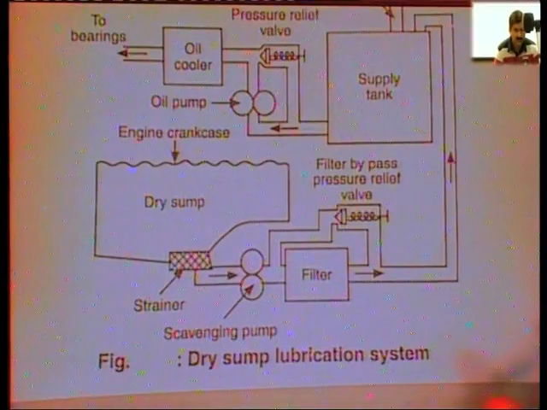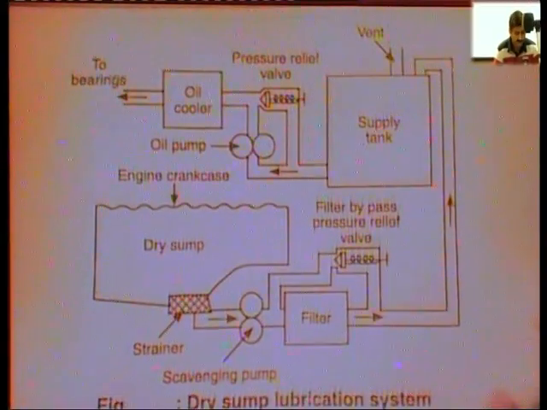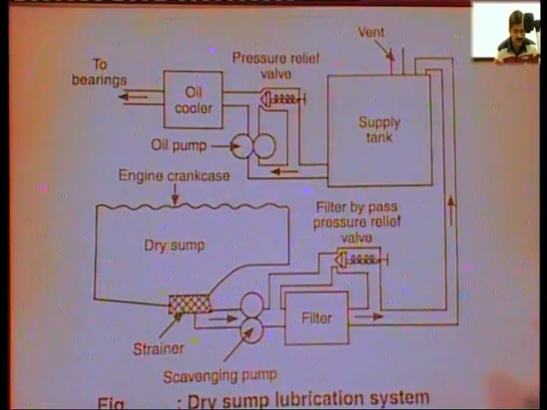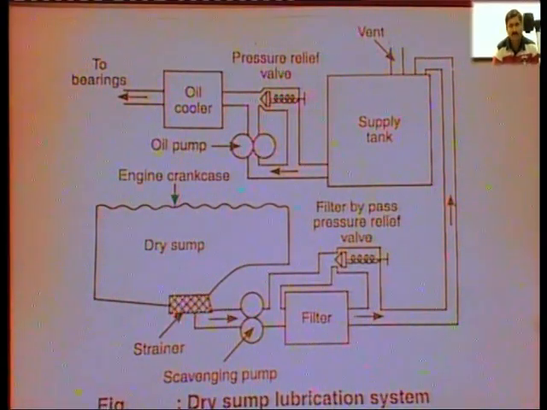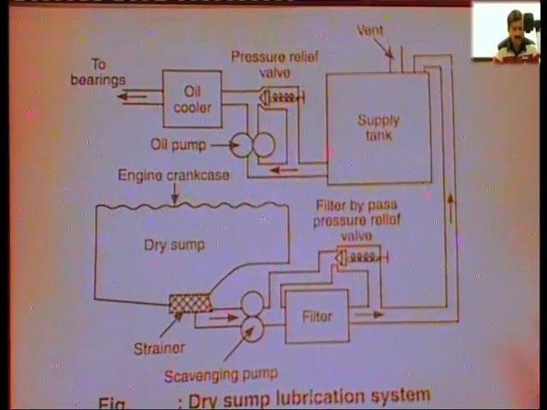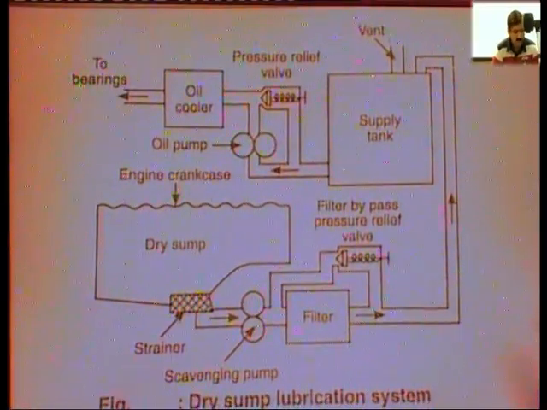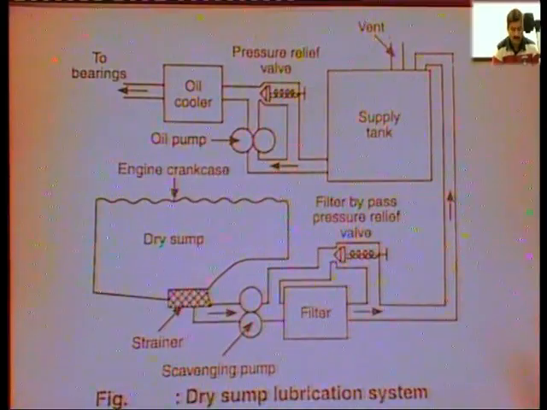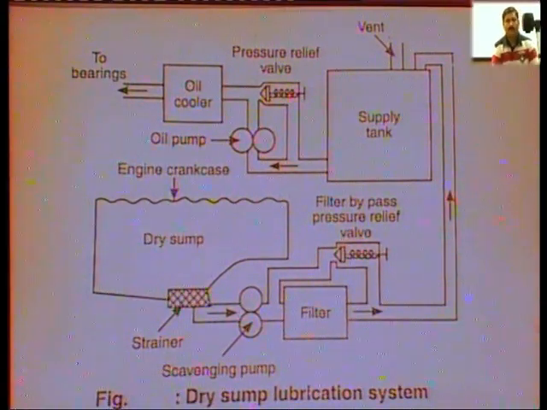The third type of lubrication system is the dry sump lubrication system. As we have discussed, all the lubrication systems earlier are concerned with automobile engines, but in the case of aeroplanes or jet engines, there is a problem when they take off and when they land. The whole of the plane gets inclined at an angle.